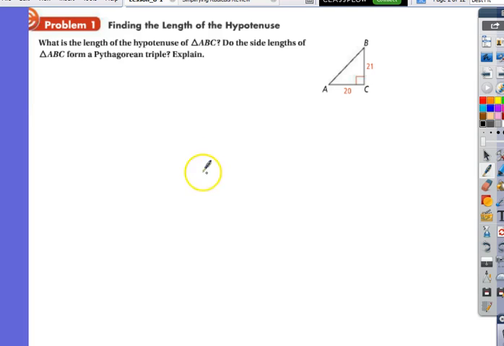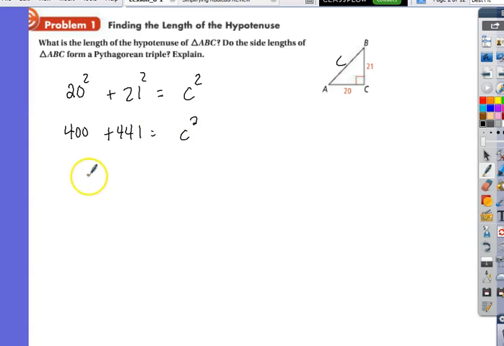So here's how I would work this problem. I would start out by taking my 2 legs, 20 and 21, squaring them and adding them together, and setting it equal to the length of AB squared, which I'm going to call c. So that's 400 plus 441 is equal to c squared. So that's 841, which is equal to c squared. And when I take the square root of both sides on your calculator, you find that c is equal to 29.